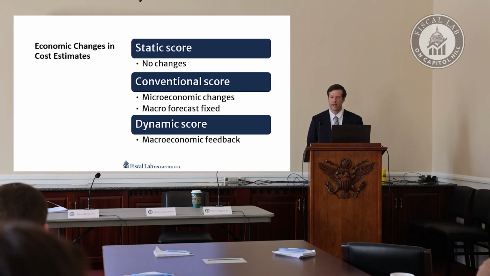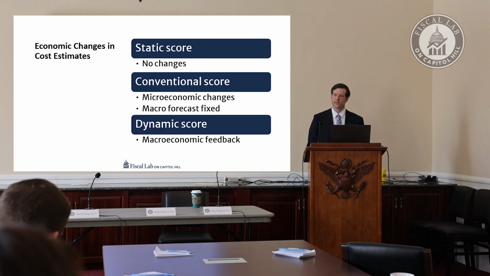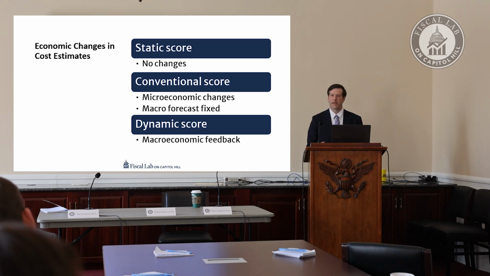When they talk about static, CBO and JCT have come back and said, look, we assume a static score means that there are no behavioral changes of any kind. Effectively, what they do when they're calculating changes in taxes is they've got tax data for everyone. So they understand how much you work, how much income you derive, the basis for it being taxed. And if they want to make a change to the tax rates, they see the same amount of income that you chose to earn and apply a different tax rate. That'd be a static score.